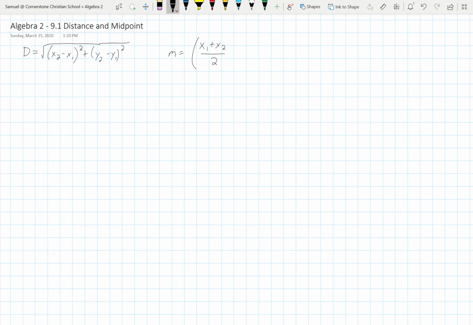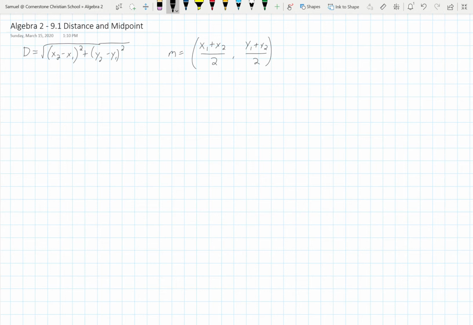The order in which those x's are doesn't matter because you're adding them together. And y1 plus y2 divided by 2. Midpoint obviously is going to be a point. Your solution is a specific point. It has an x value, it has a y value. You can think of the midpoint as the average, the middle. Distance, on the other hand, is going to be a specific number because the distance between two things is going to be marked by the number of miles or feet or kilometers.